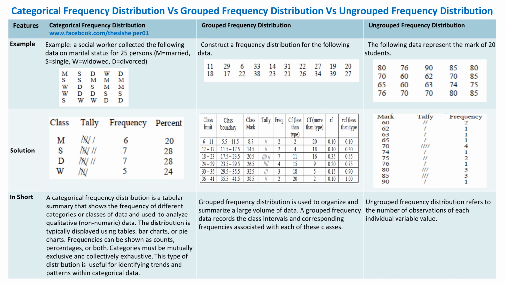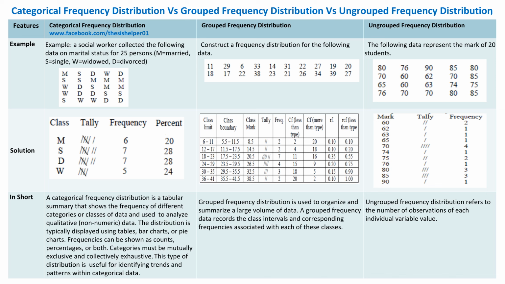In short, a categorical frequency distribution is a tabular summary that shows the frequency of different categories or classes of data and is used to analyze qualitative, non-numeric data. The distribution is typically displayed using tables, bar charts, or pie charts. Frequencies can be shown as counts, percentages, or both. Categories must be mutually exclusive and collectively exhaustive. This type of distribution is useful for identifying trends and patterns within categorical data.